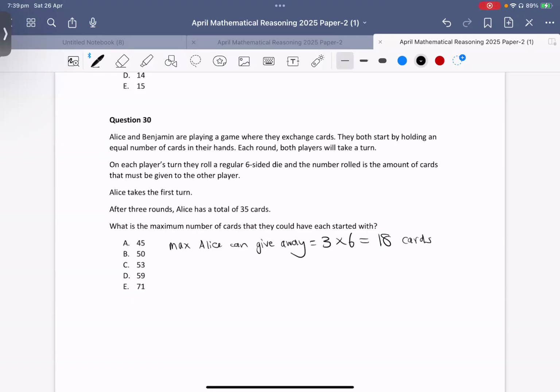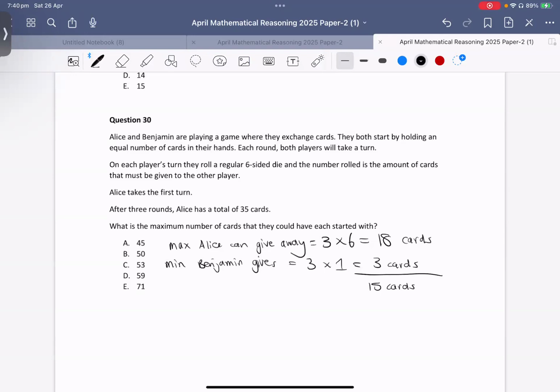And what is the minimum number of cards that she can receive? So the minimum number of cards that Benjamin has to give her is going to be, for the 3 rounds, he rolls a 1 every single time and he only gives her 1 card. So that would be 3 cards in total. And so that means that the difference between this is 15 cards, right? Meaning that there's a total difference between her starting deck and her ending deck by 15 cards.